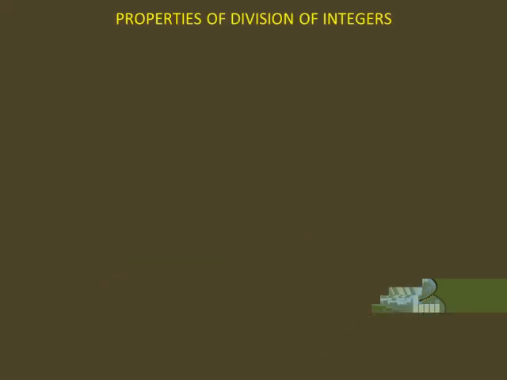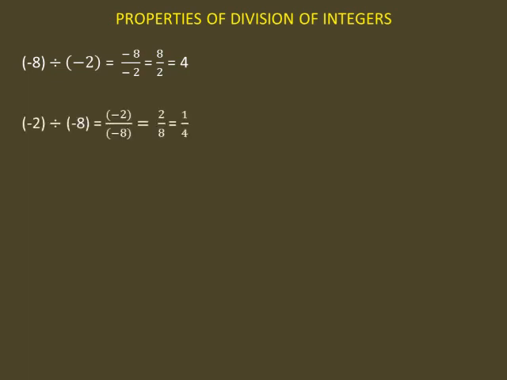Now, properties of division of integers. Look at the case here. When minus 8 is divided by minus 2, we get 8 by 2 because the same signs get cancelled, and the quotient is 4. That is, we get 4 after dividing minus 8 by minus 2. Now in the second case, minus 2 is divided by minus 8 and we get 2 by 8, that is 1 by 4. Now tell me, are they the same?